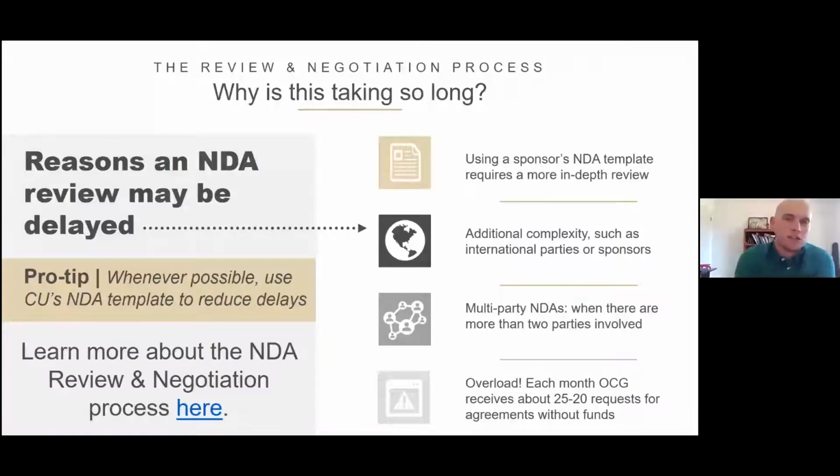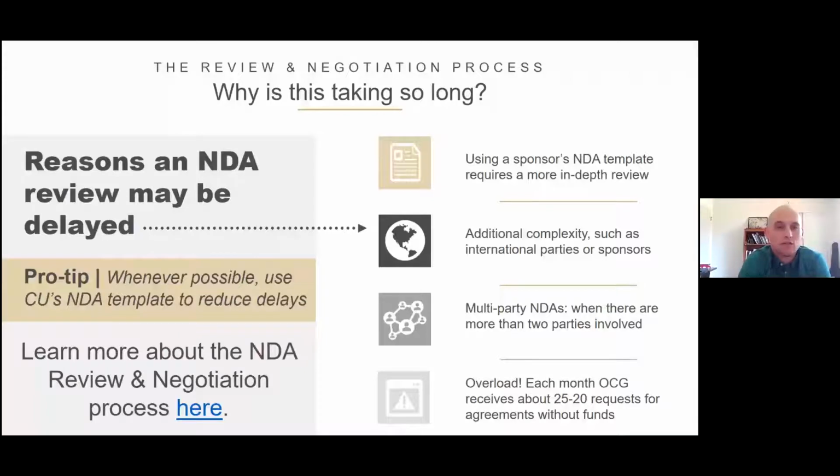So as you can imagine, contract administrators take NDAs very seriously because we know that they can have strong and potentially negative ripple effects that can impact our PIs and their research down the line. So for that reason, negotiating and signing these things can take quite a bit of time depending on the circumstance. This isn't a comprehensive list, but these are some of the reasons that an NDA can take a long time to get through our pipeline.